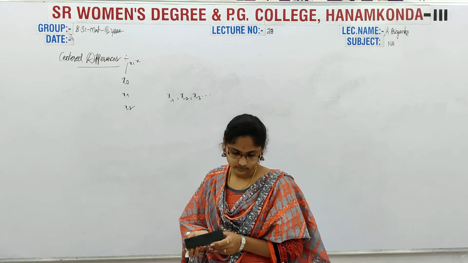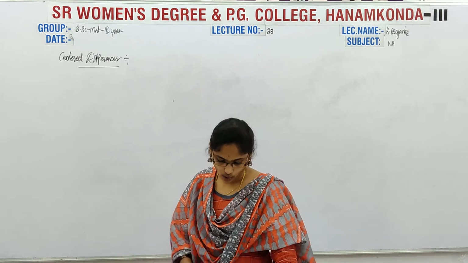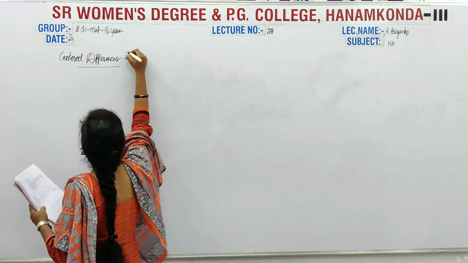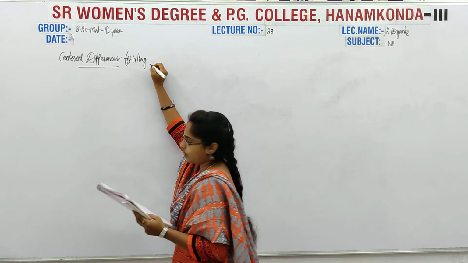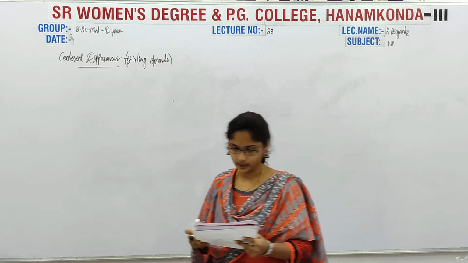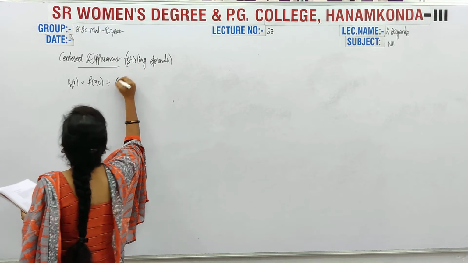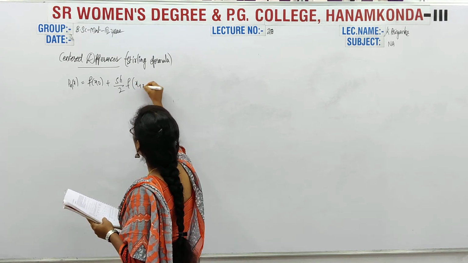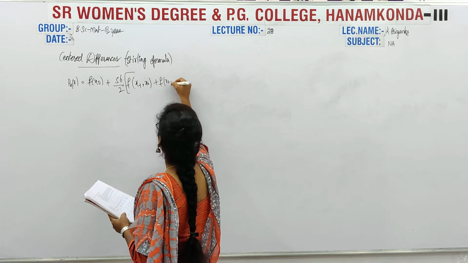Now write down: this centered difference is also called Stirling's formula, and it is given by, now I am writing the formula, just note down: f of x naught plus s h by 2, the middle, so that's why h by 2, f of x minus 1 comma x naught plus f of x naught comma x1.